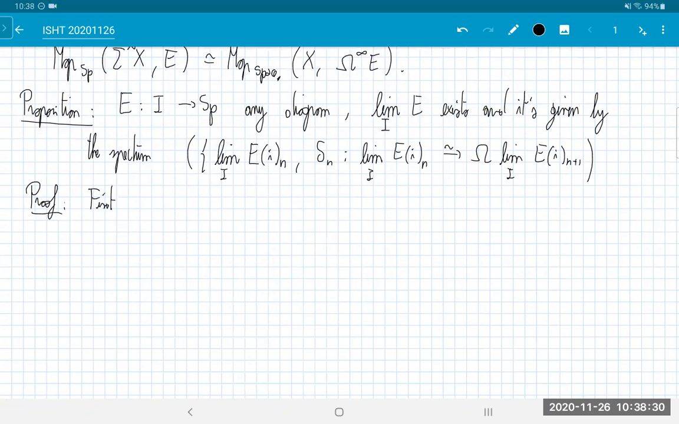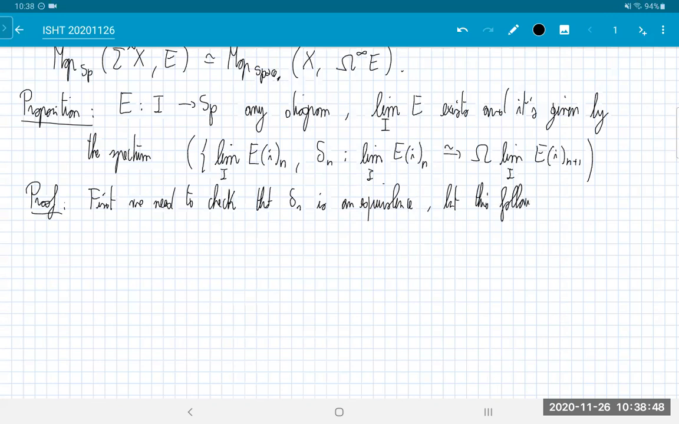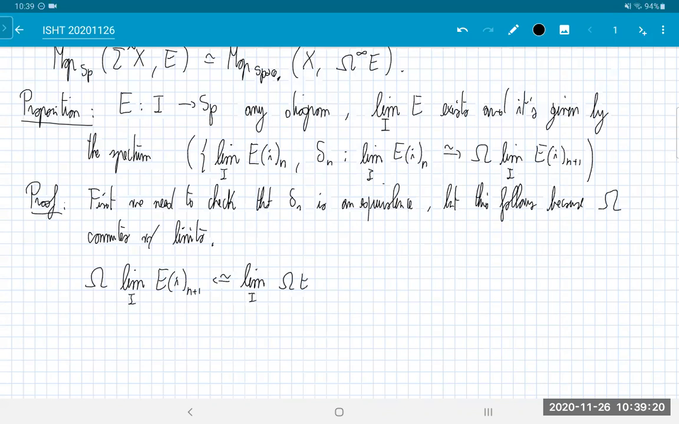So first we need to check that delta N is an equivalence, but this follows because omega commutes with limits. That's because limits commute with limits. So you have omega lim I E I n plus one. Well, you can bring this inside. In fact, you get a canonical map exactly in this direction, and you get lim I omega E I n plus one, and then you can take the delta n I and you get an equivalence. And that's our delta n for the limit.